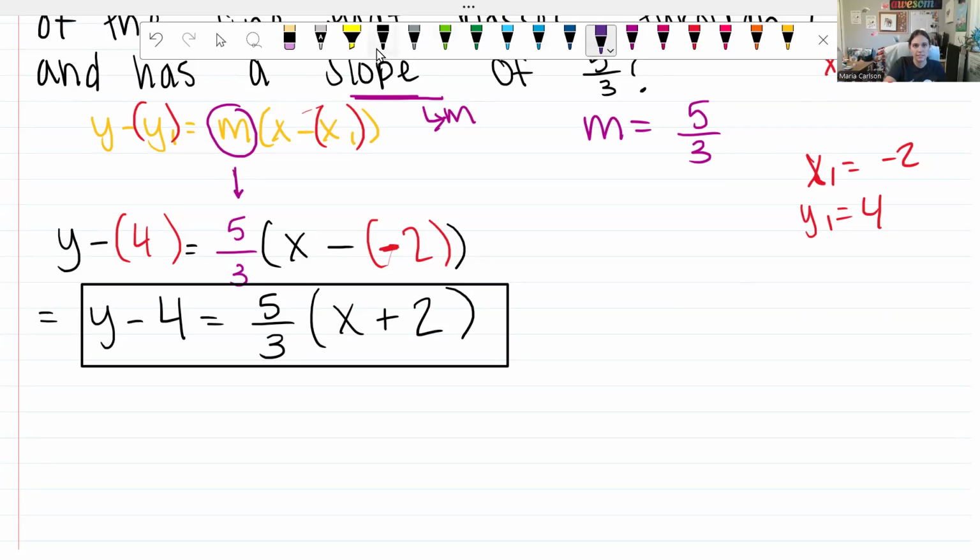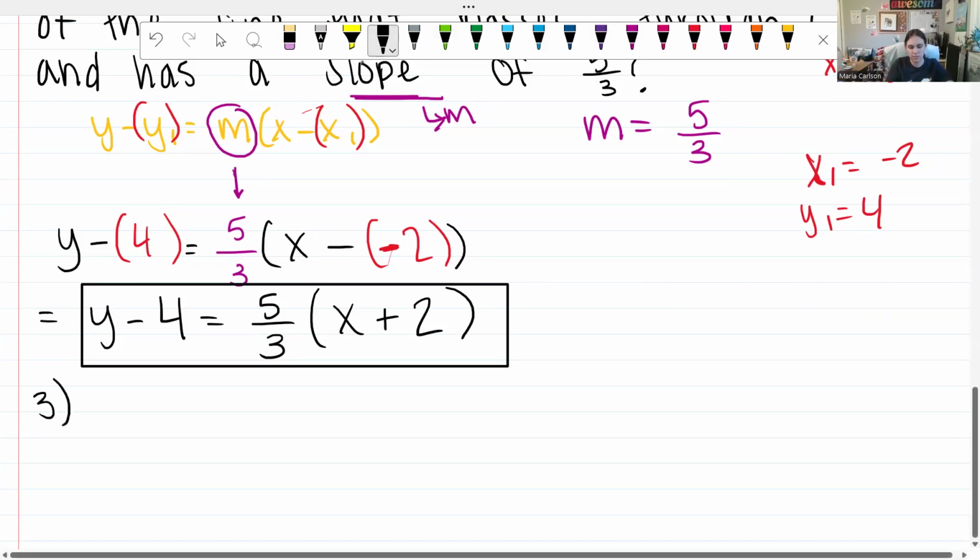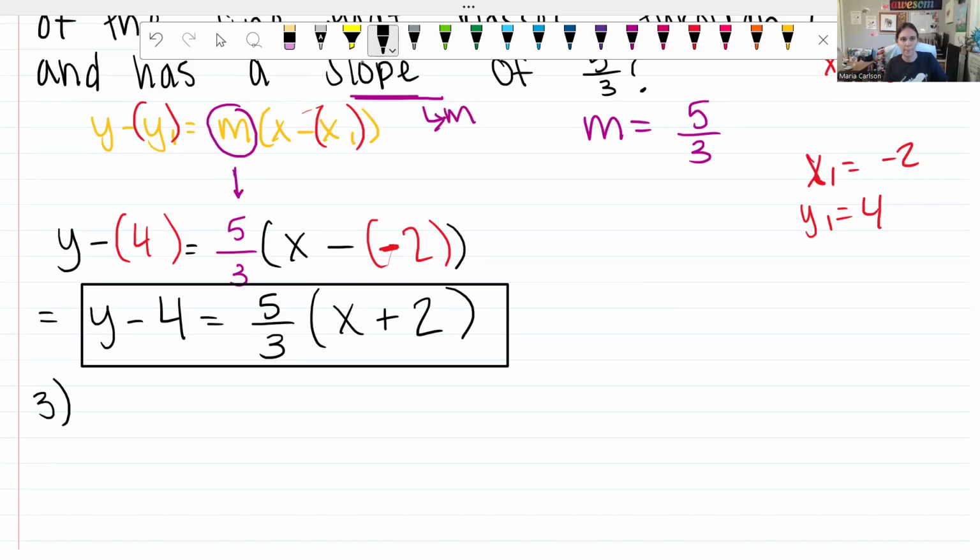All right, next example, example number 3. Kind of similar, but a little bit different here. Oh my gosh, where's my pen?